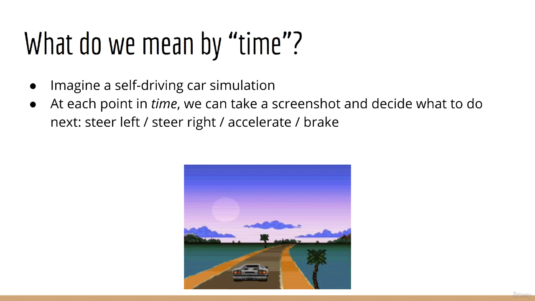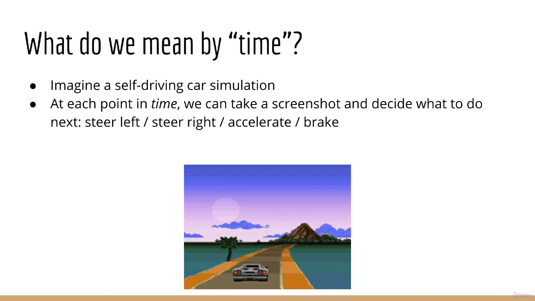Here's what I mean by time. Imagine you are building a self-driving car simulation. At each moment in time, your neural network can take a snapshot of the screen and decide what to do next. Should I steer left? Should I steer right? Accelerate or brake?